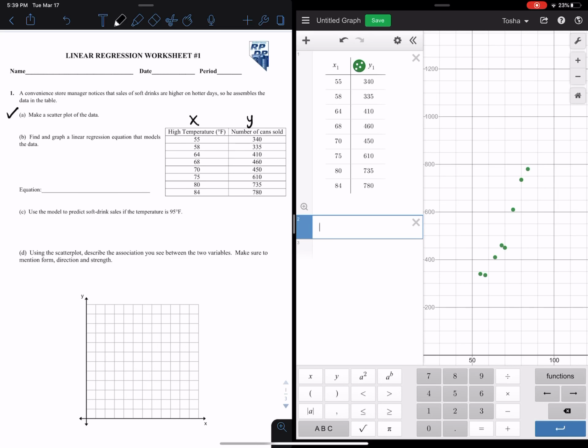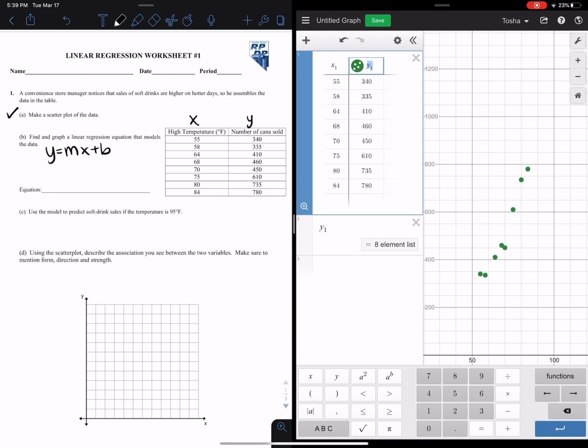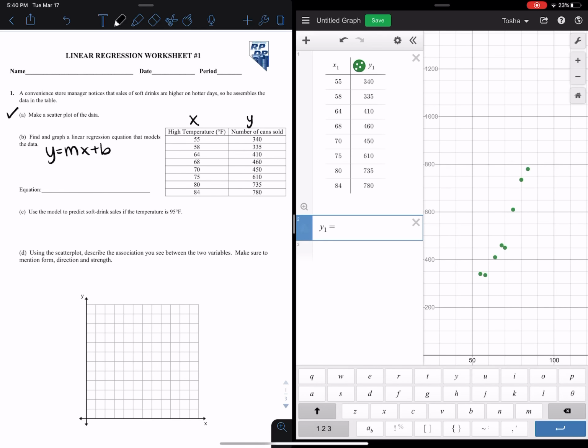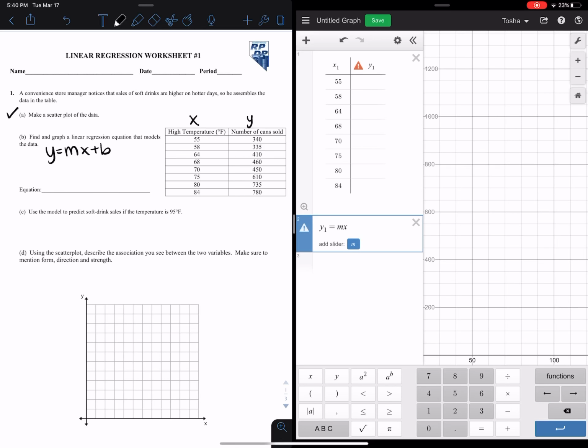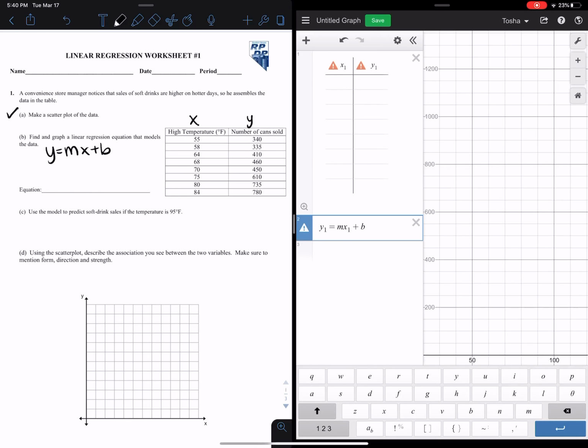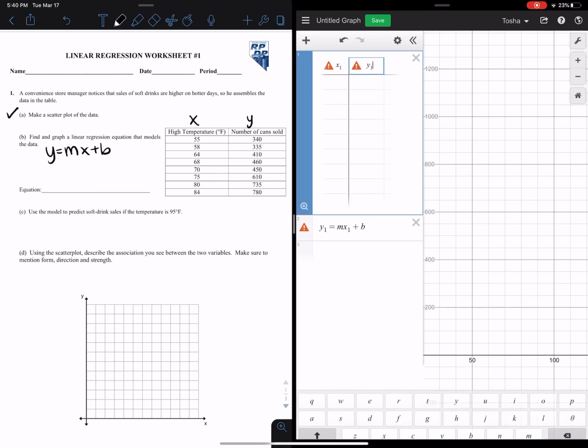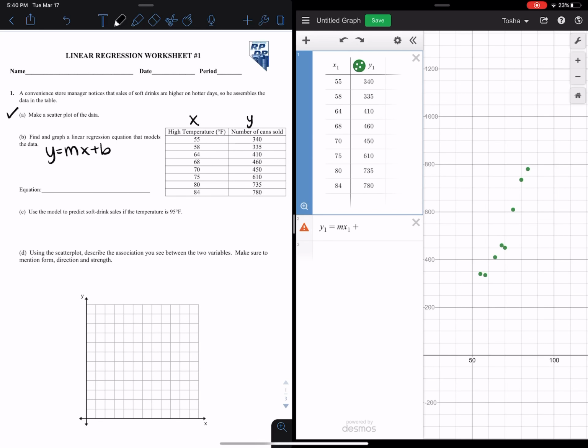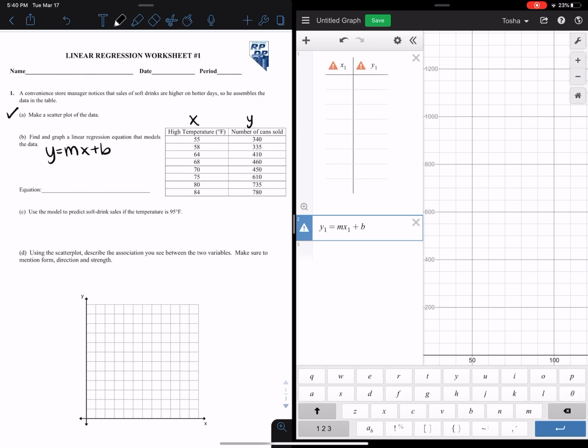So the way we do this on Desmos is the equation for a line, if you remember, is y equals mx plus b. So that's what we're going to type in. But instead of just having y, we're going to name it y1 because in our table up here, it's named y1. So we're going to say y1 equals m times x1 plus b.